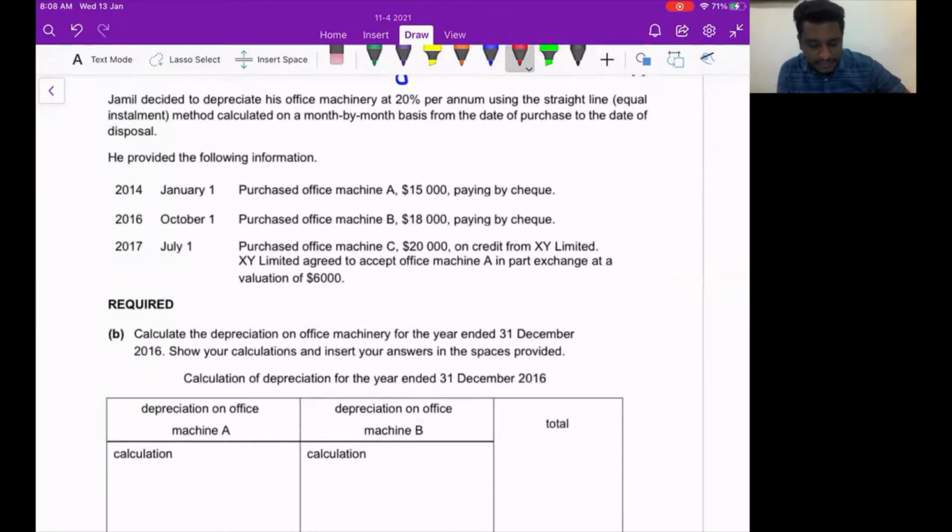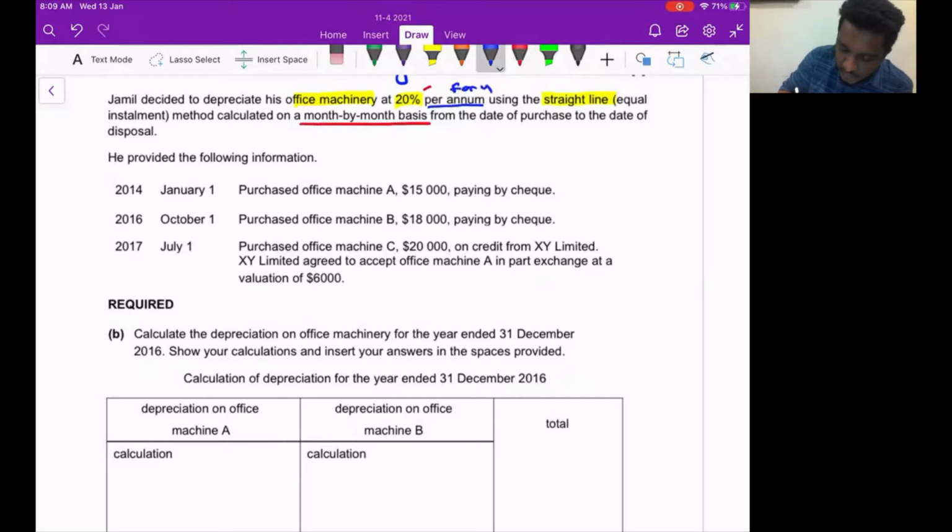Jamil decided to depreciate his office machinery 20% using straight line method. Calculate month by month basis from the date of purchases to the date of disposal. Okay, can you see this? Calculate month by month basis. What is month by month basis? This percentage is actually 20% per annum. Per annum means for 1 year.